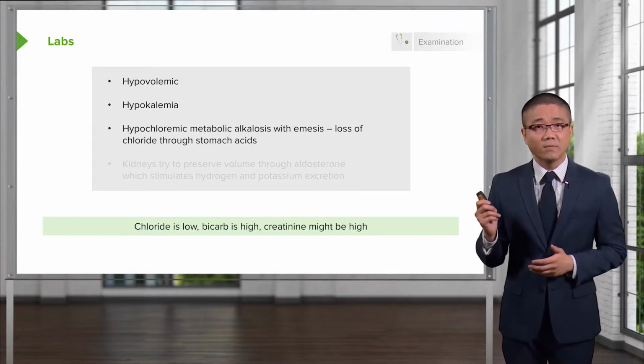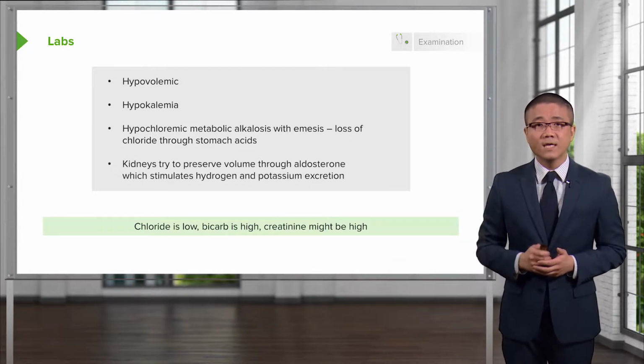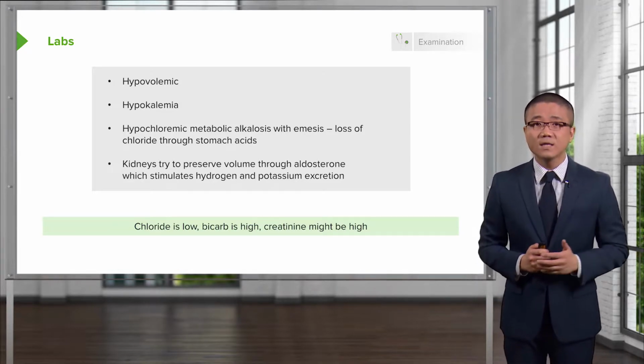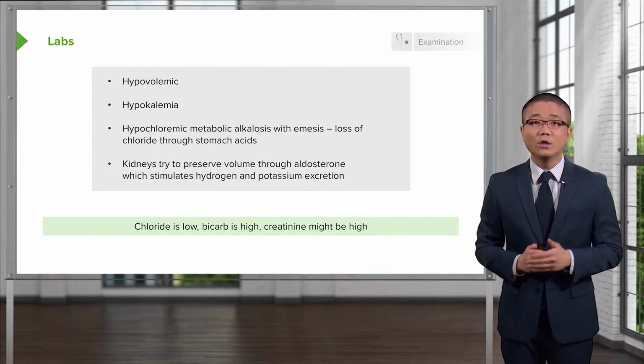This is important to remember as a high-yield metabolic derangement of nausea and vomiting. The kidneys try to preserve volume through the aldosterone mechanism, which stimulates hydrogen and potassium excretion, worsening the previous hypokalemia.